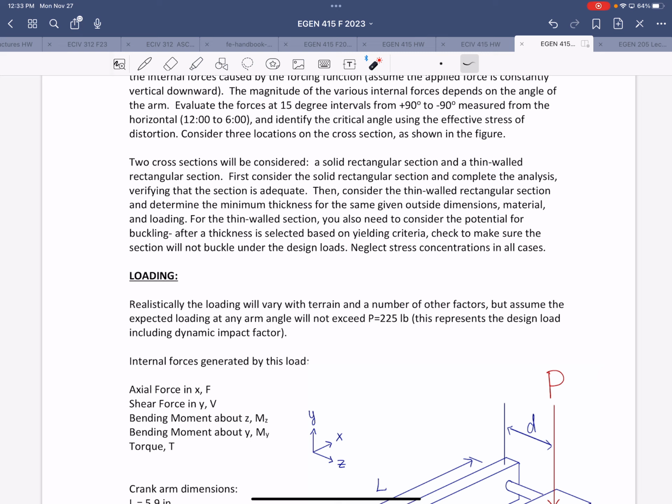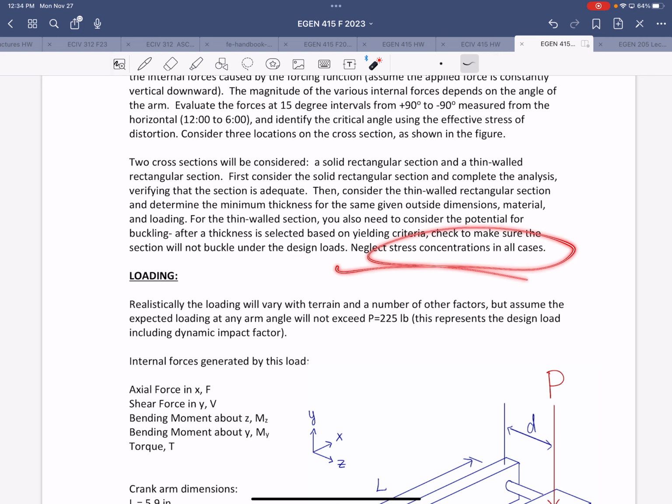All right, so verify that the solid section is adequate, then consider a thin-walled rectangular section and find the minimum thickness for the same outside dimensions, material, and loading. For the thin-walled section, you also need to consider the potential for buckling. That's why I mentioned that today's lecture would be relevant to your project. That's going to be a check that you do after determining a final thickness. And if everything was done correctly, you shouldn't have a problem with buckling. So it's just a check that you're going to make.